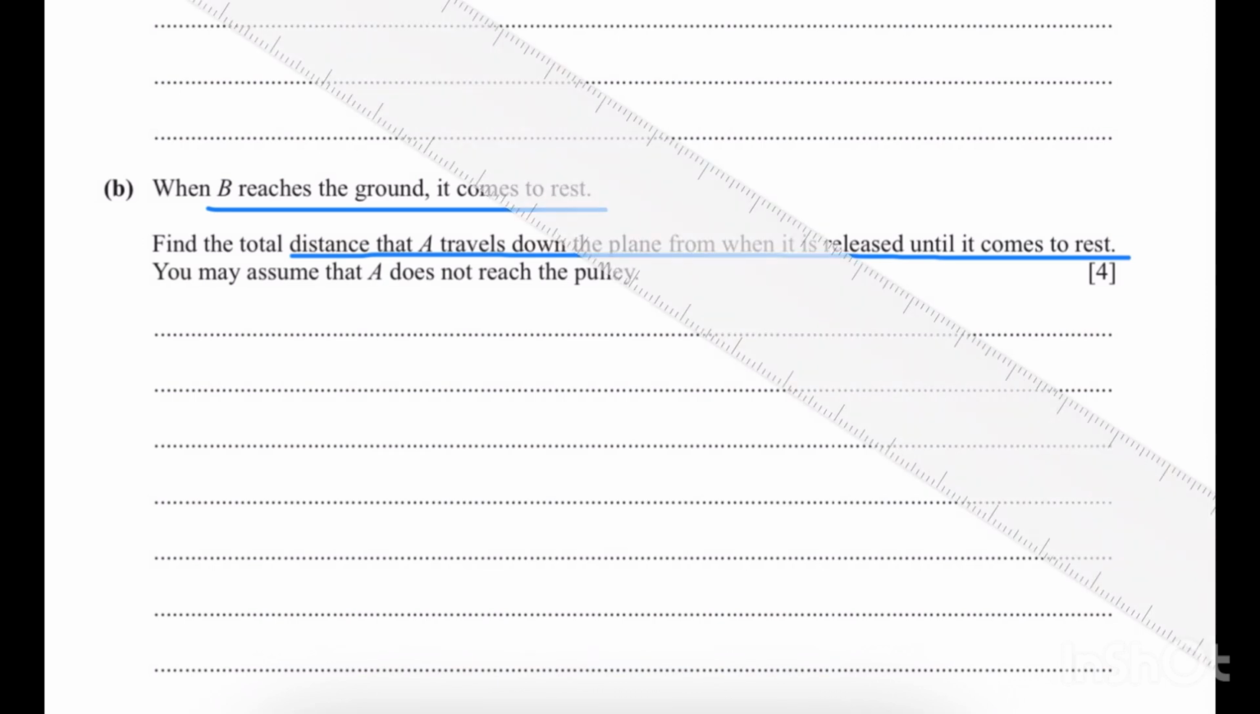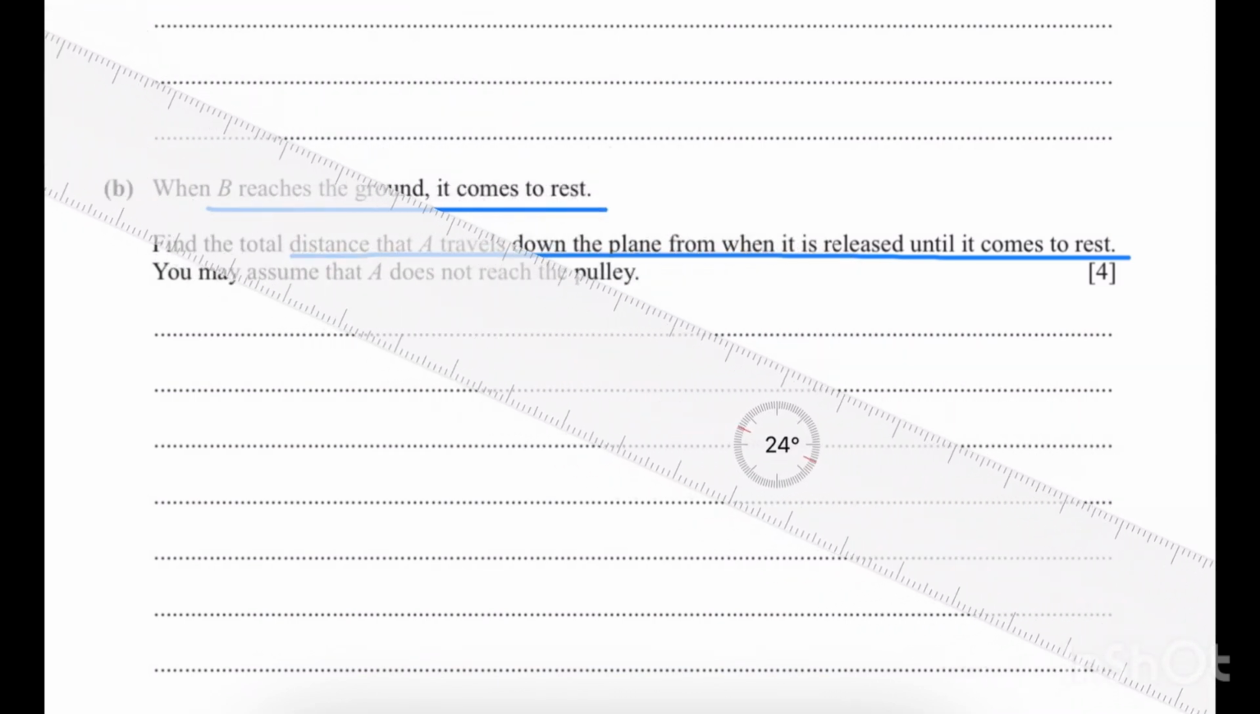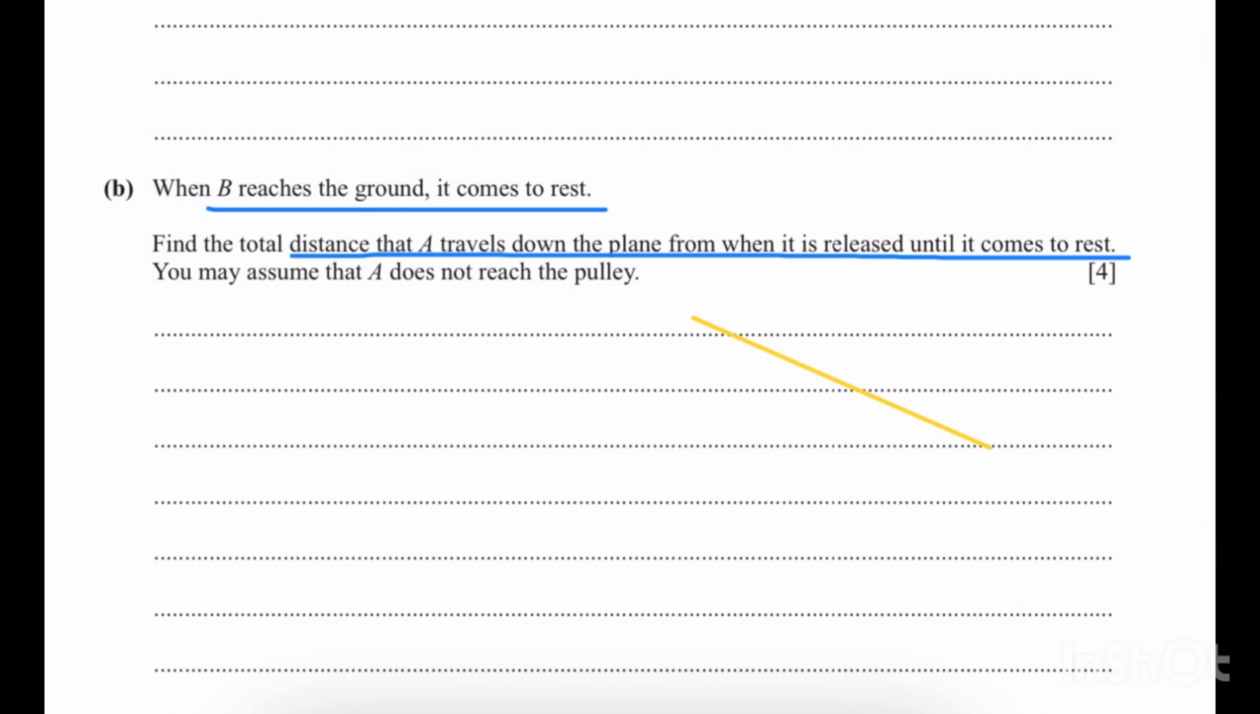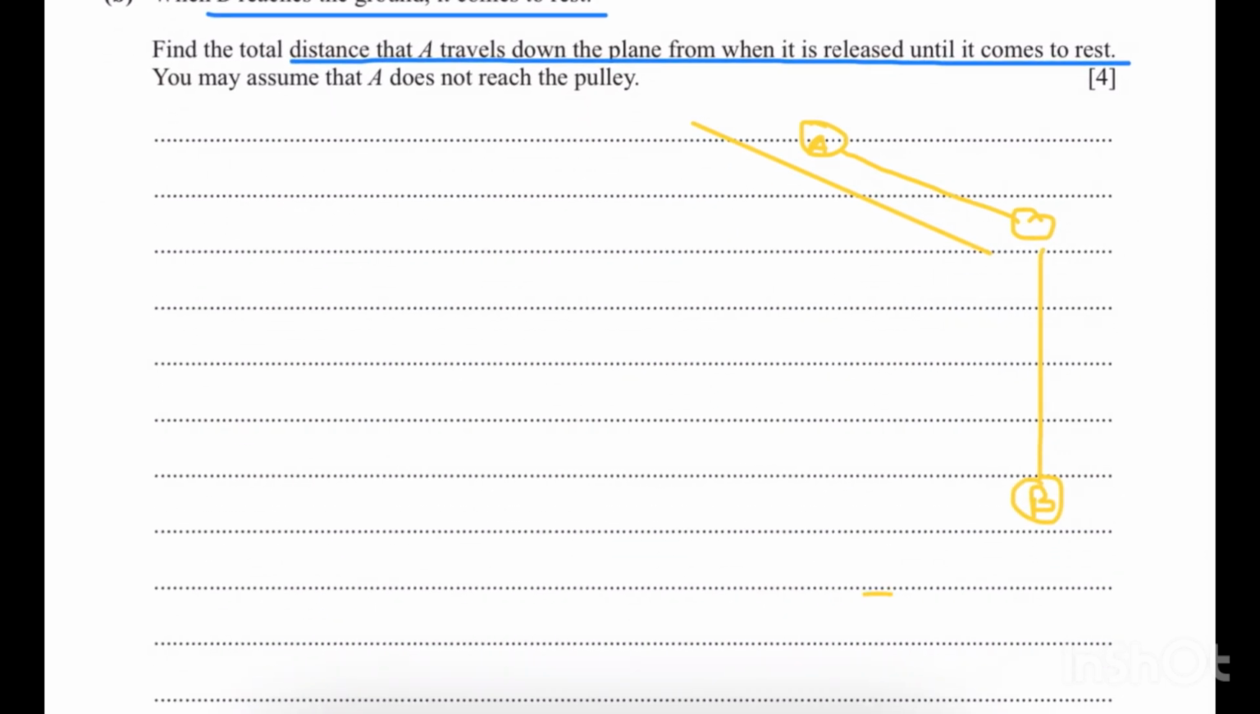So first let's make a diagram similar to the one in part A. They said that this is a rough plane in which there is friction, and this is particle A over here, and it is connected over a pulley to a particle B over here, and this particle B is 0.25 meters above the ground.